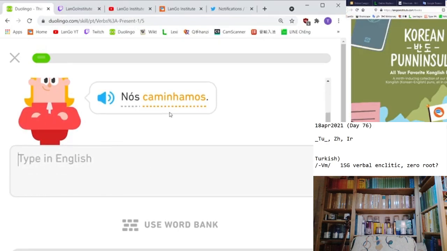So this palatal N, written nh, seems to be a bit weakened as well, lenited, with incomplete closure of the oral passage. Nós caminhamos. And the nasal quality is affecting the preceding E. Nós caminhamos. We walk. We are walking.